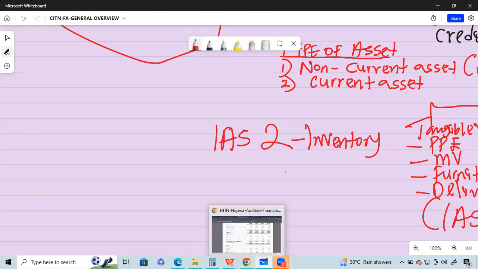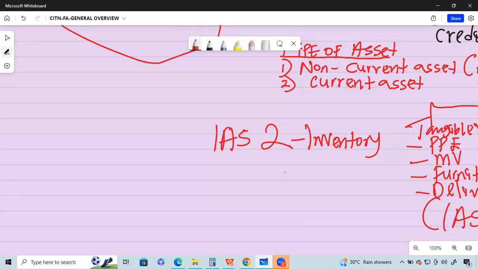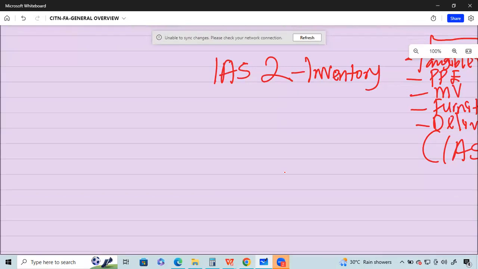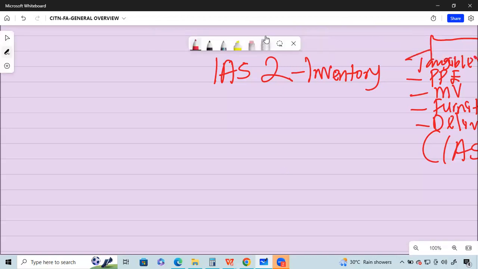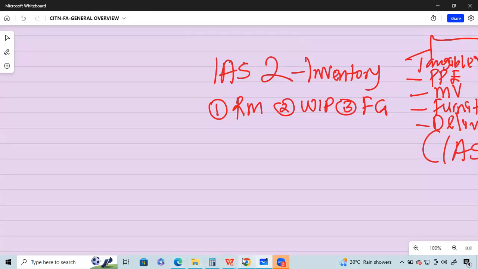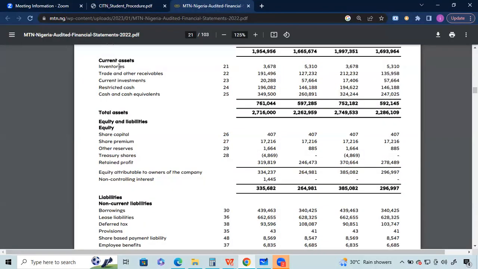We can have different types of inventory. We have three types of inventory. There's what we call raw material. There's what we call work in progress. And there's also what we call finished goods. So inventory can be of these three forms: raw material, work in progress, and finished goods. So inventory is an example of current asset.